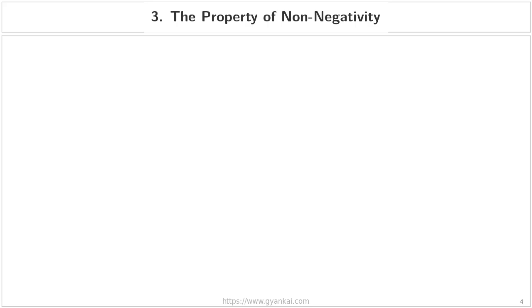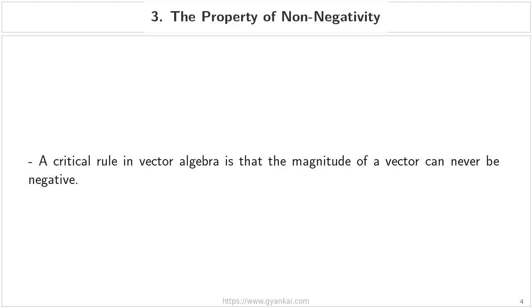3. The property of non-negativity. Now that we understand how to identify the points and the notation for magnitude, let's discuss a fundamental rule that you must always keep in mind. In vector algebra, there is a critical rule. The magnitude of a vector can never be a negative number.